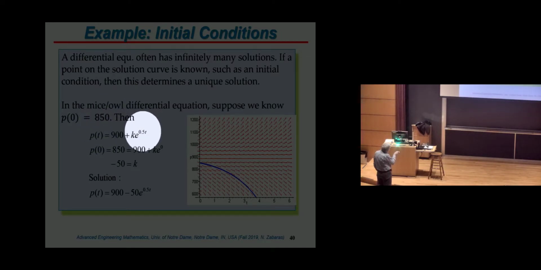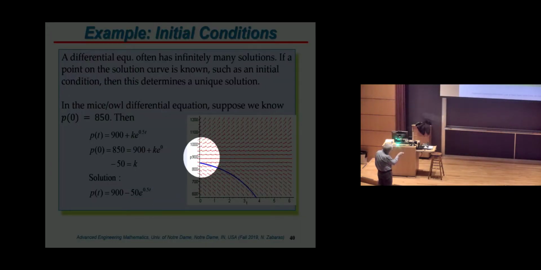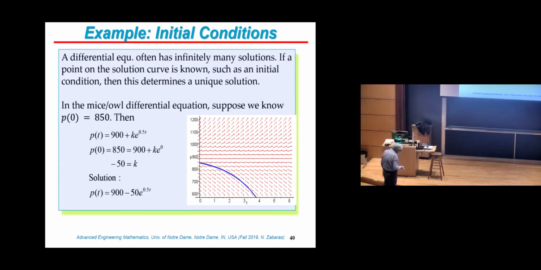So for t equal to 0, you get a K contribution here. So 900 plus K equal 850. So K is minus 50. So this is the solution. But can you appreciate that if you have this direction field, you're not surprised that the solution looks like that? You will not be able to do it precisely, but basically the direction field tells you exactly what is going on.